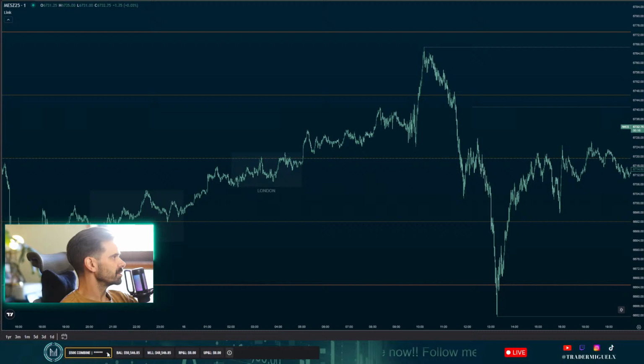What's happening here? I don't know why, but my combine is not appearing here, or neither my demo account. This is kind of weird. I don't know what's happening here. Let me just check Topstep here right now.